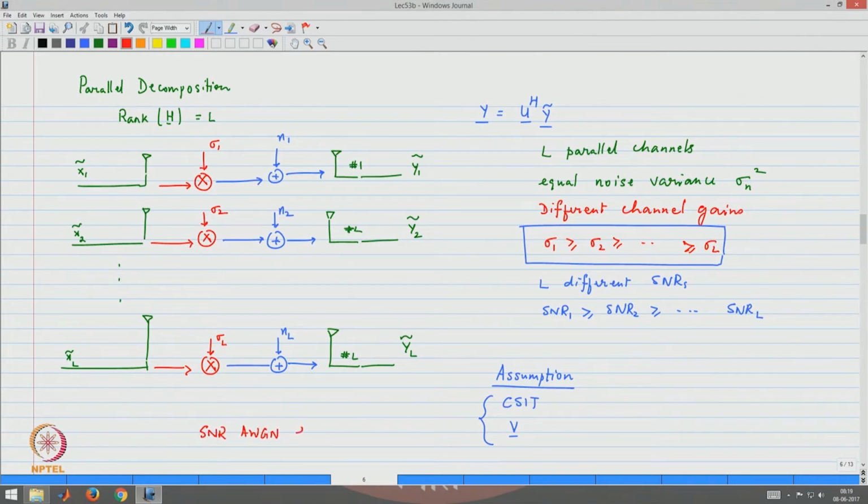So, if you denote this as rho, then the SNR of the first channel, SNR 1, will become rho times sigma 1 squared, sigma 1 being a scalar gain, and it will contribute to an amplification of the signal energy proportional to sigma 1 squared. So, whatever was the original SNR in the absence of sigma 1, we now will have rho times sigma 1 squared. Similarly, you can write down the SNRs for each of these.